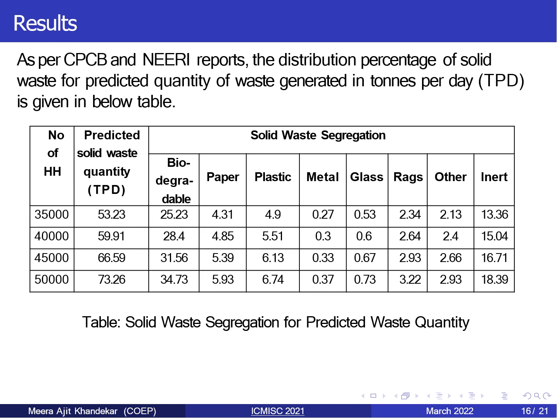For 45,000 households, 66.59 tons solid waste is generated per day. Out of that, 31.56 is biodegradable, 5.39 tons is paper waste, and 6.13 tons is plastic waste. So once we understand what type of waste is generated, we can use proper processing technique so that we can dispose the waste effectively and systematically.